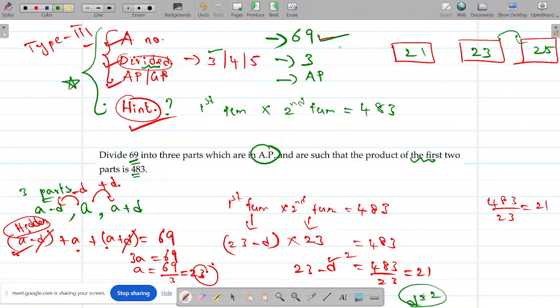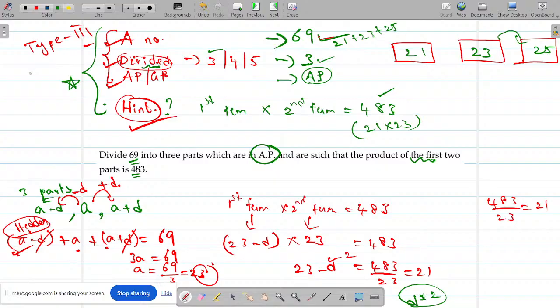Add all the three numbers. 21 plus 23 plus 25. Yes, 69 you are getting. You are divided as three parts. Yes, it is an AP. Yes, obviously plus d and minus d. It's an AP. And you multiply the first two terms, you get 483. Yes, 21 into 23 is 483. So the problem is done.